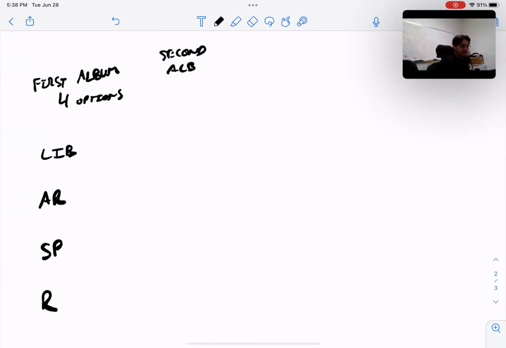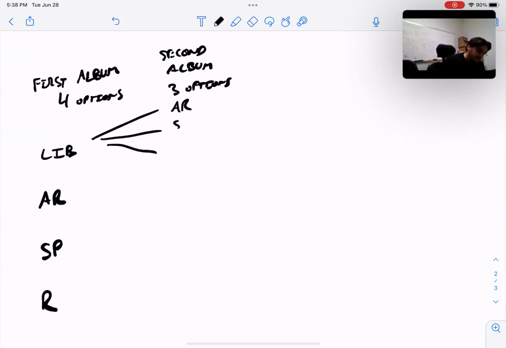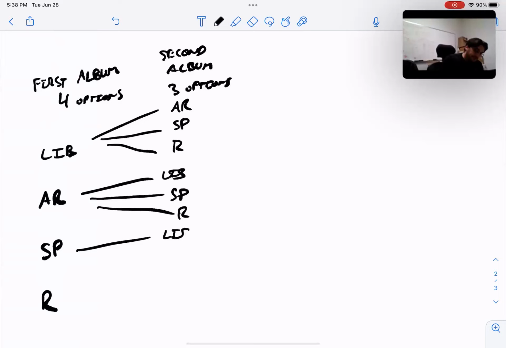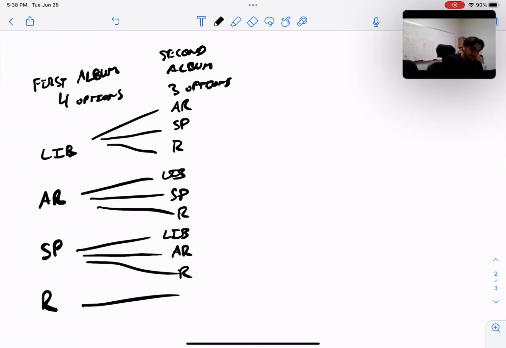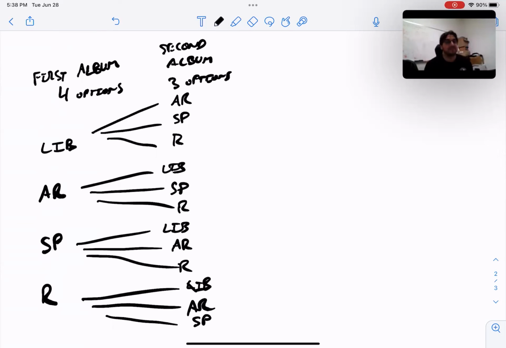when I go to do my second album, I now have 3 options. If I chose Let It Be, I'm not allowed to choose Let It Be anymore, but I have exactly 3 options: Abbey Road, Sgt. Pepper, or Revolver. From Abbey Road's choice, I could choose Let It Be, Sgt. Pepper, or Revolver. From Sgt. Pepper, I could choose Let It Be, Abbey Road, or Revolver. And from Revolver, I could choose Let It Be, Abbey Road, or Sgt. Pepper. So there's my first album choice and my second album choice.